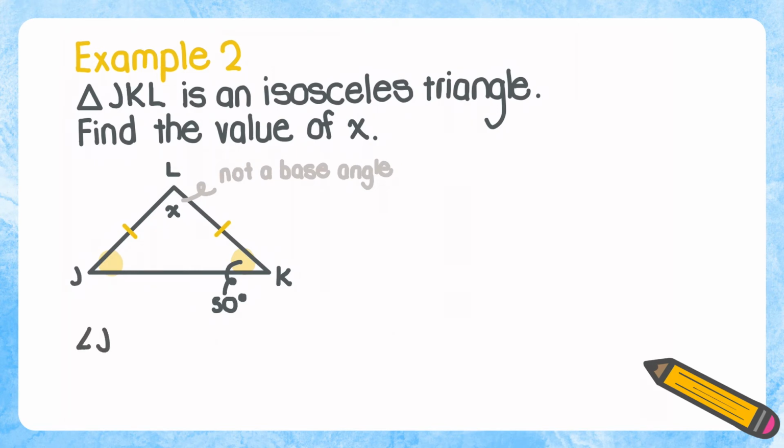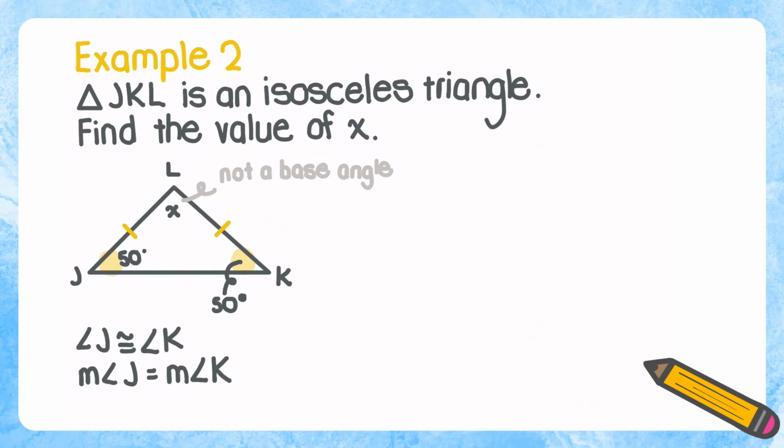We know that base angles are congruent, so angle J is congruent to angle K. That means they have the same angle measure. Since angle K measures 50 degrees, I know that angle J also measures 50 degrees. Now what can we do to solve for x?